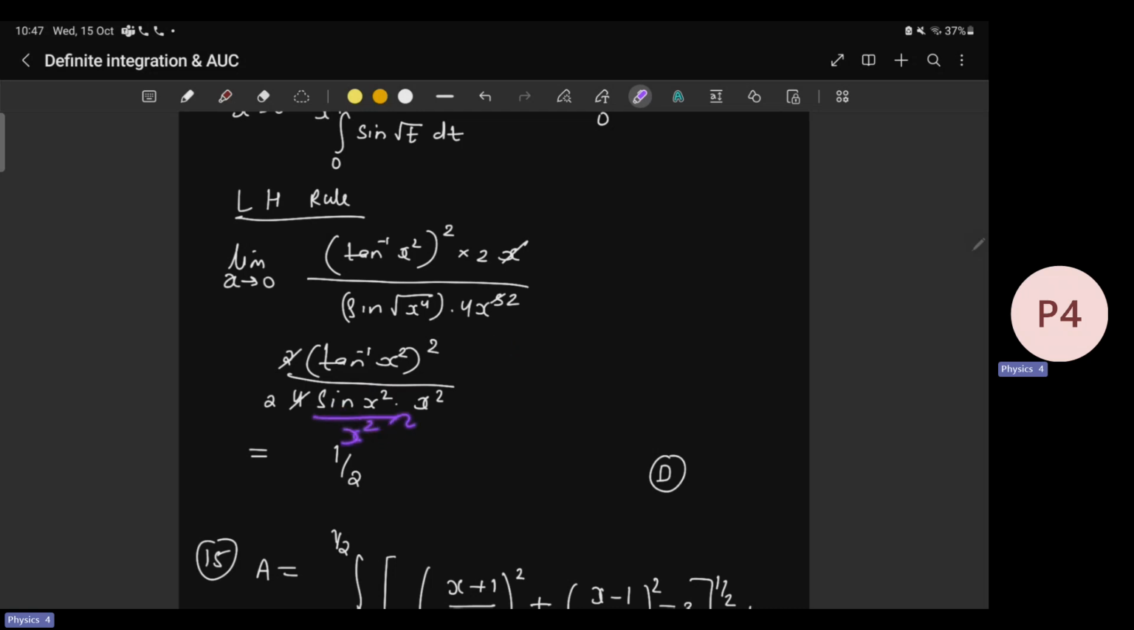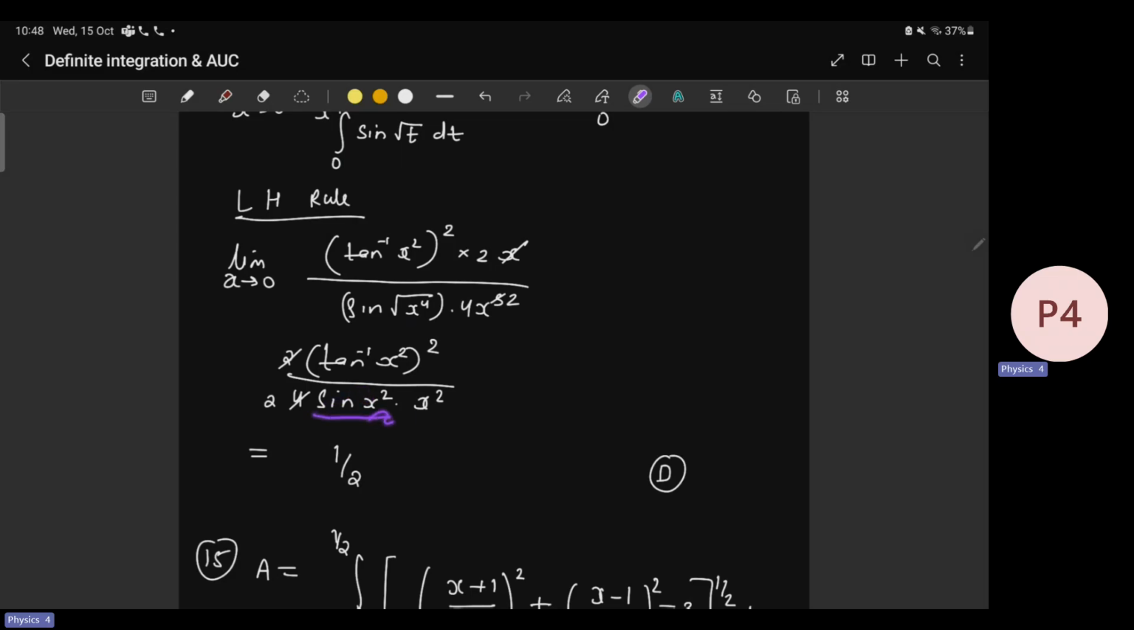Divide by x square into x square. This is 1. Now this part, tan inverse x square upon x square, is also 1. So the value of limit is 1 by 2. I hope it is clear to everyone.